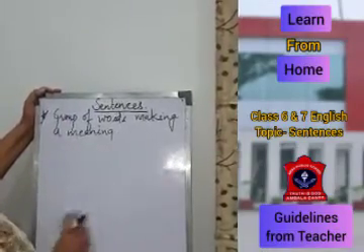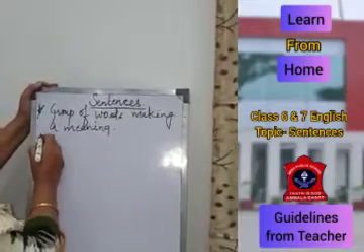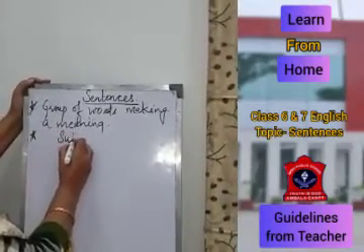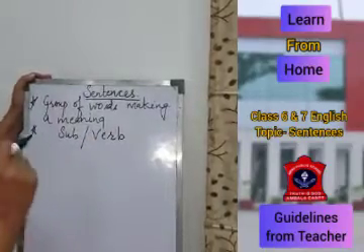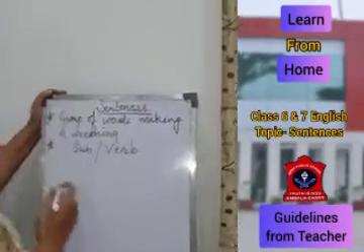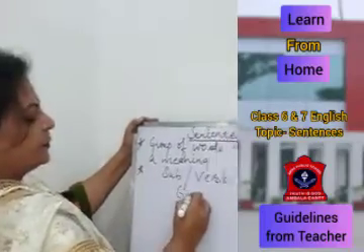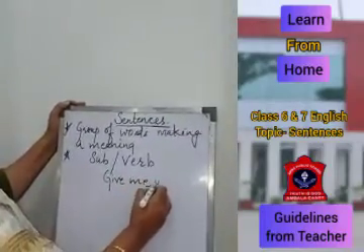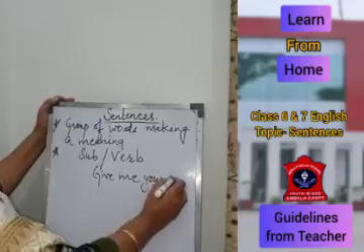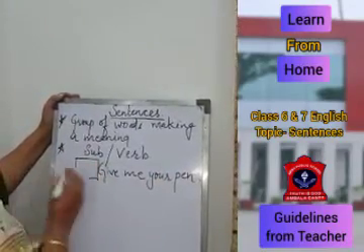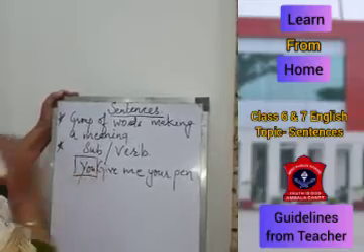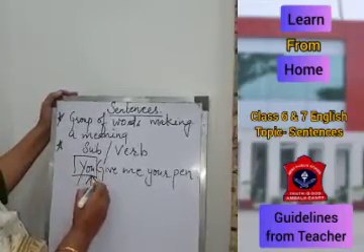Second characteristic of the sentence is it should have a subject and verb combination. Now that's the catch here. If I write, give me your pen, there is no subject here, but the subject is understandable. I write you here, so this is an implied subject here.